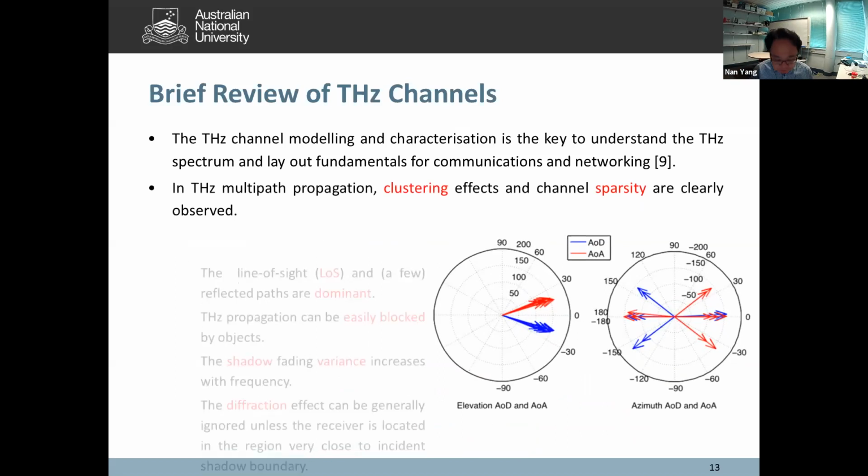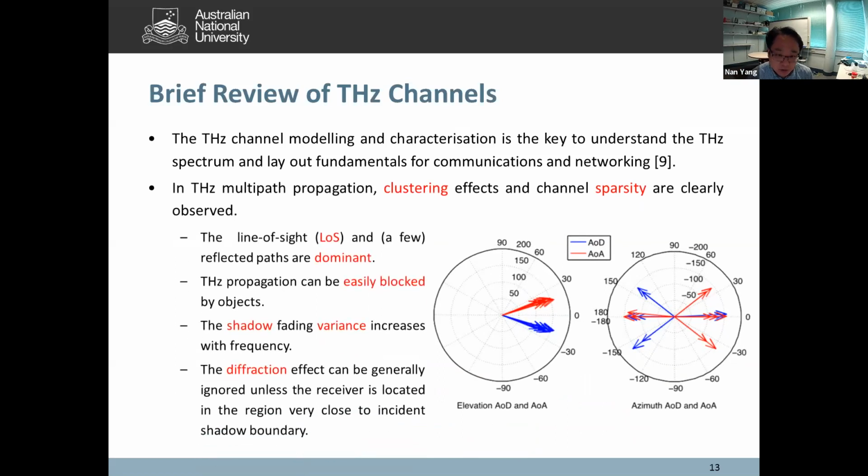Apart from that, we also know that for terahertz multipath propagation, we can easily observe the clustering effects and the channel sparsity. For example, if we look at the angle of departure and angle of arrival, we can see the channel sparsity. This is mainly caused by the very limited number of reflected paths in terahertz propagation. So typically we consider line of sight to be the dominant link. At the same time, terahertz propagation can be easily blocked by objects, especially compared to millimeter wave. I also provided some information about shadowing, fading variance, and diffraction effect.